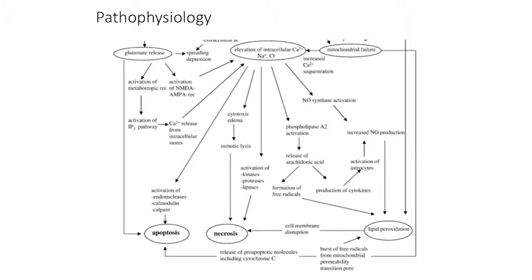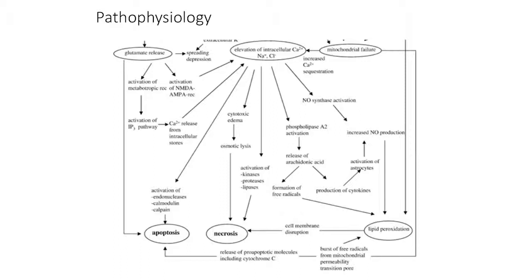Activation of endonucleases, calmodulin and calpain, which are essential in the apoptotic pathway. There's also lipid peroxidation, which could be due to increased NO production or the formation of free radicals, which also lead to cell membrane disruption and eventual cell death.